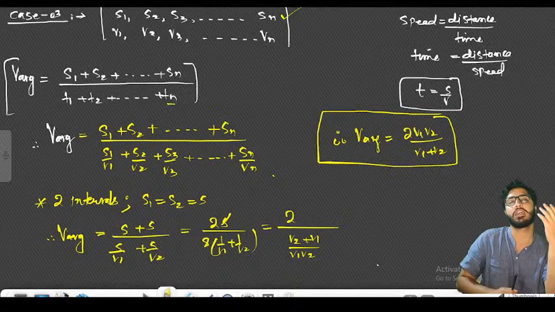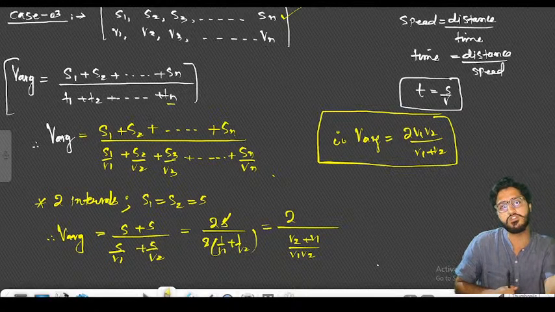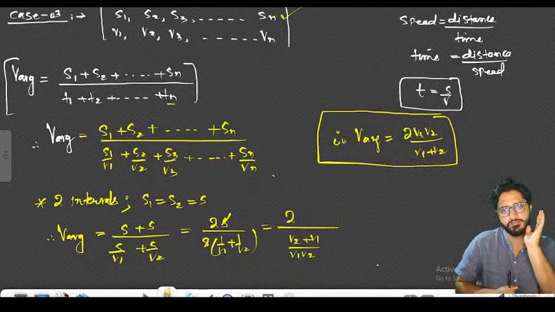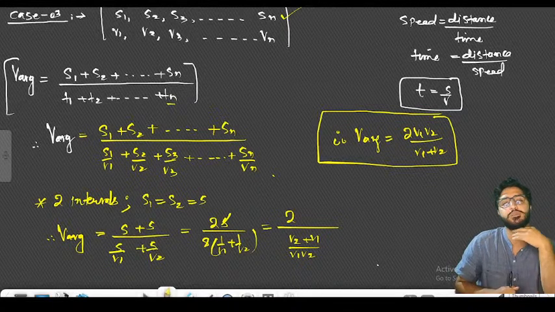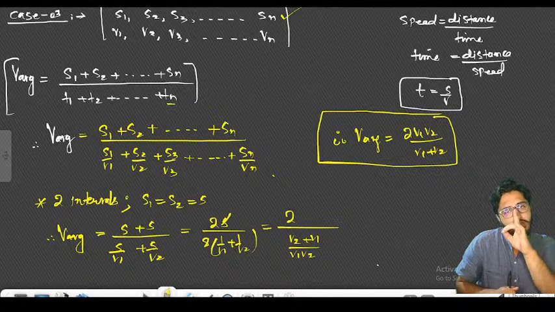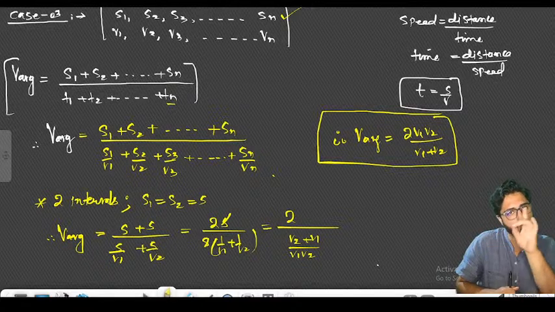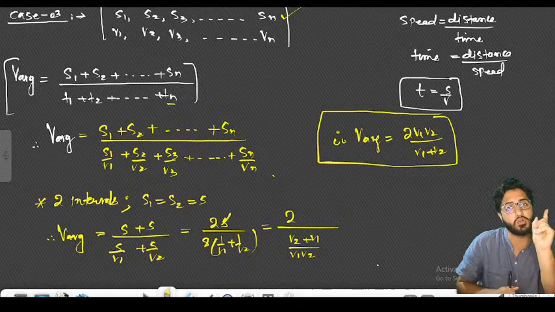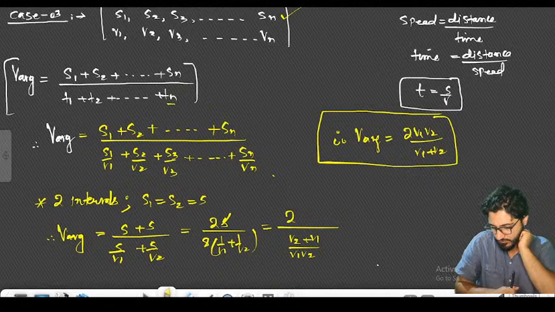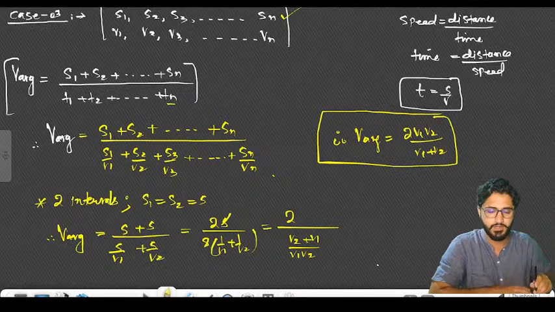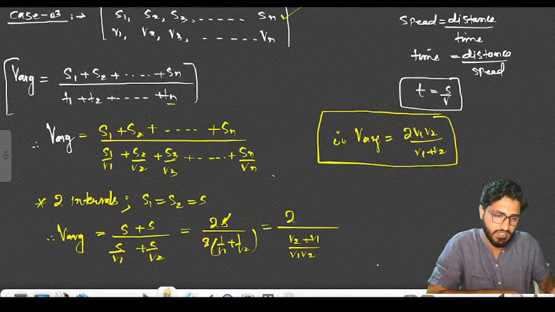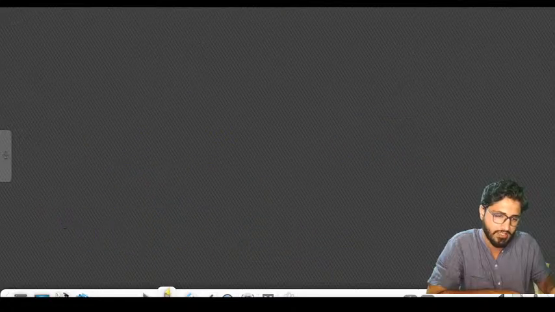Suppose a numerical like that. A boy goes from his home to school with some speed and he comes back with a different speed. Find the average speed. The distance from home to school and from school to home is equal, no? So you will write 2 times v1 v2 divided by v1 plus v2. Done? So let us do some numericals.